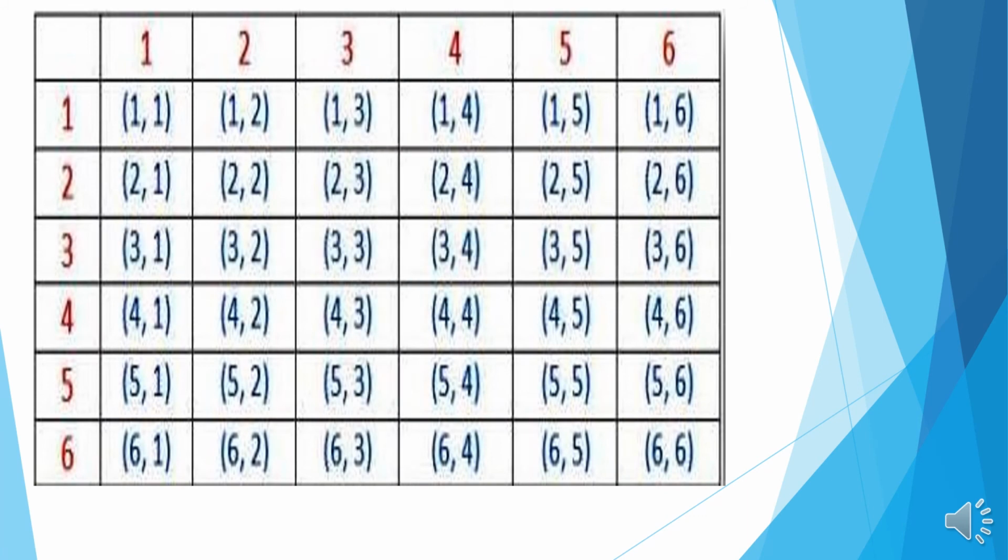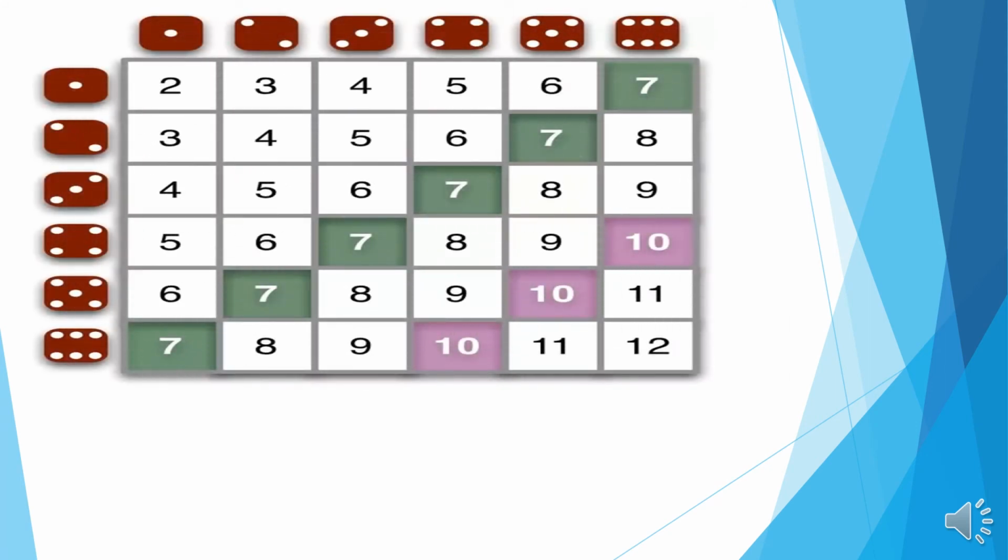Now we are interested in the sum. This table shows the first dice and the second dice. It may come 1 1, 1 2, 1 3, 1 4, and 2 1, 2 6, 3 1, 3 6, and so on, 6 1 to 6 6. Now what are the sums? The sums may be 2, 3, 4, 5, 6, 7, and so on.